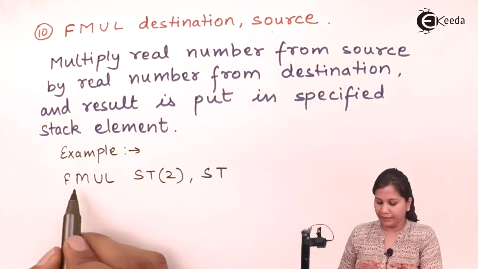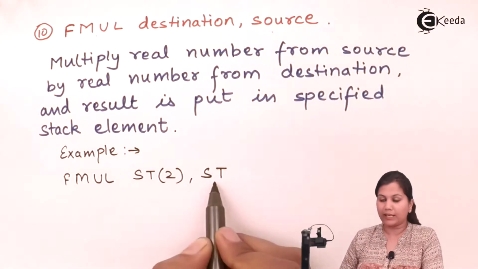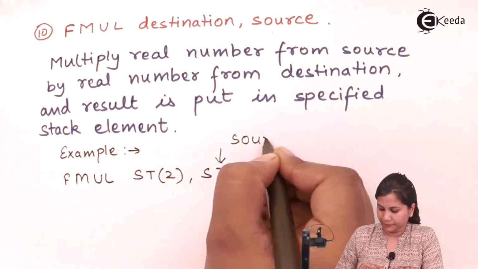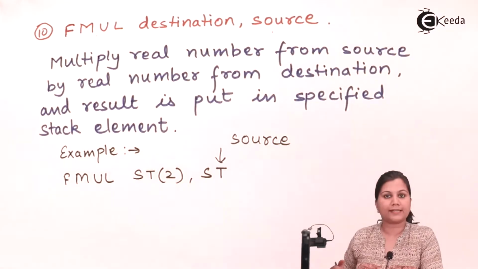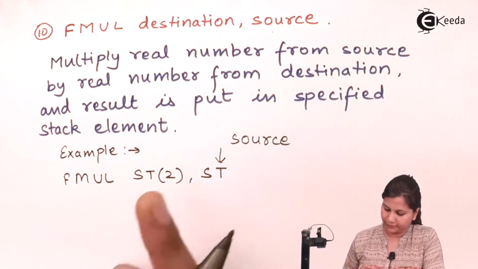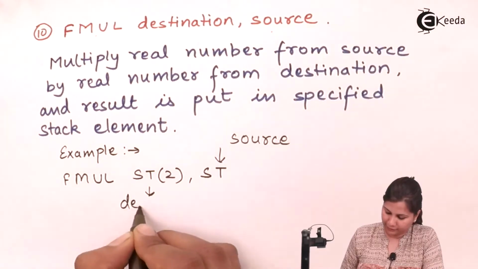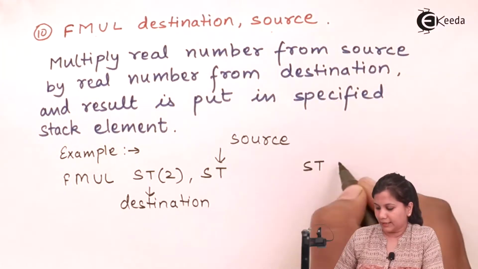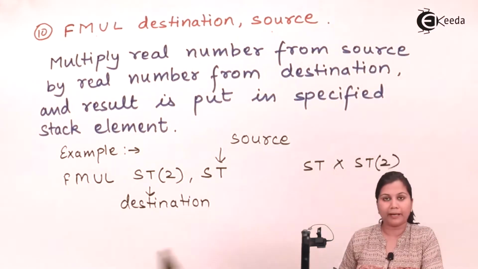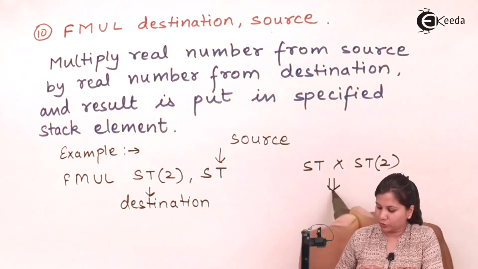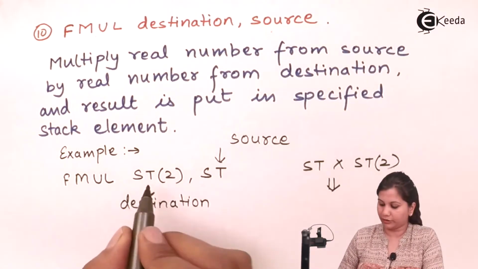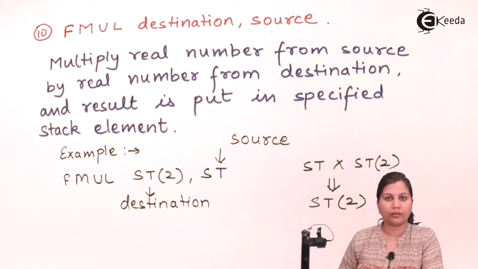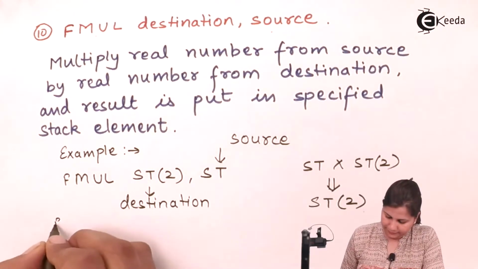So here FMUL, and then destination and source are specified. Source is the top of the stack and destination is the second register of the stack. Okay, so it is the destination. So ST and ST2 are multiplied with each other, and the result is stored at the specified destination or the specified stack element, that is ST2.